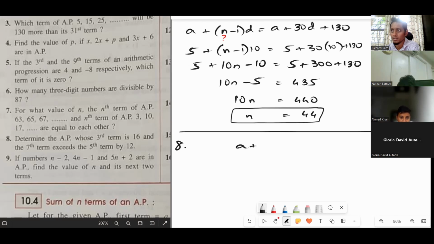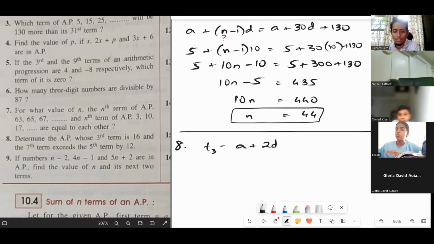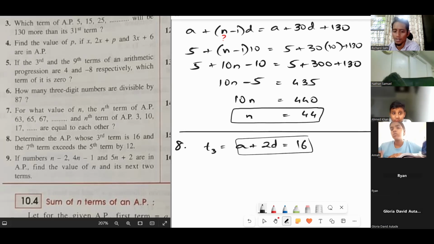A plus 2. How 15? It's 2D, no? See, this is T3. T3 is represented as A plus 2D, and that A plus 2D is equal to 16. So this is your first equation. Okay. Second equation, seventh term exceeds the fifth term by 12.